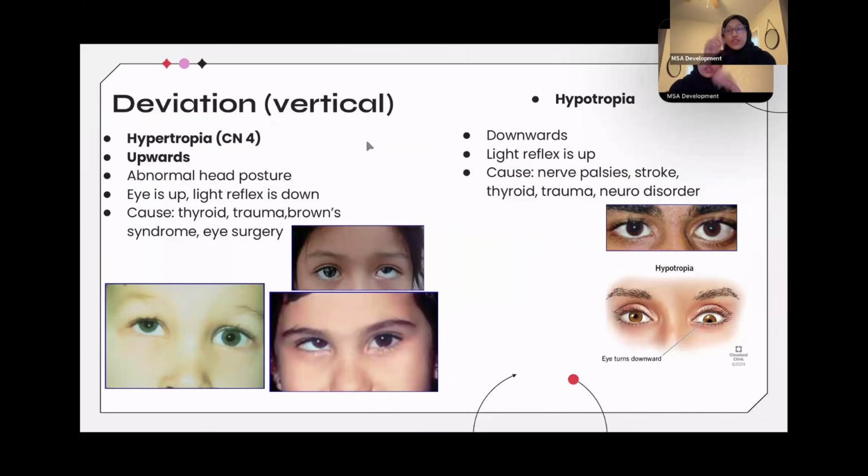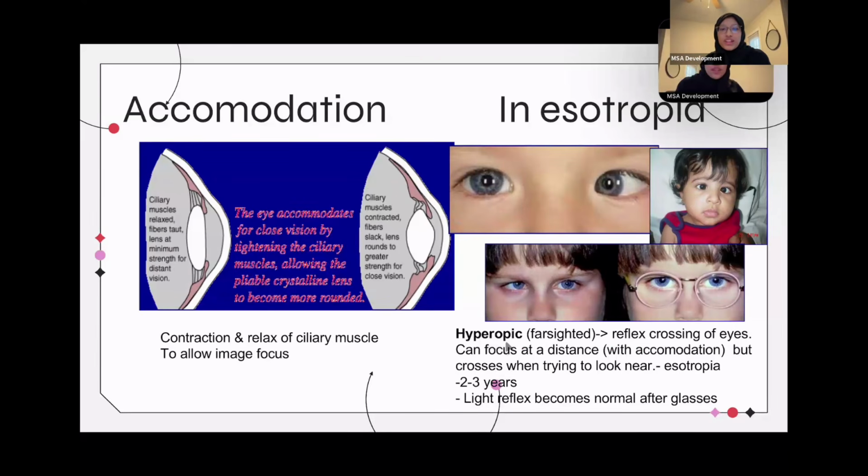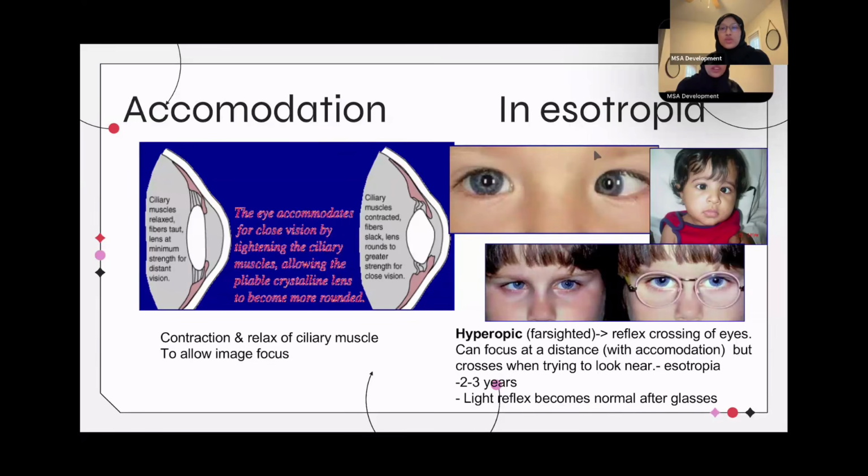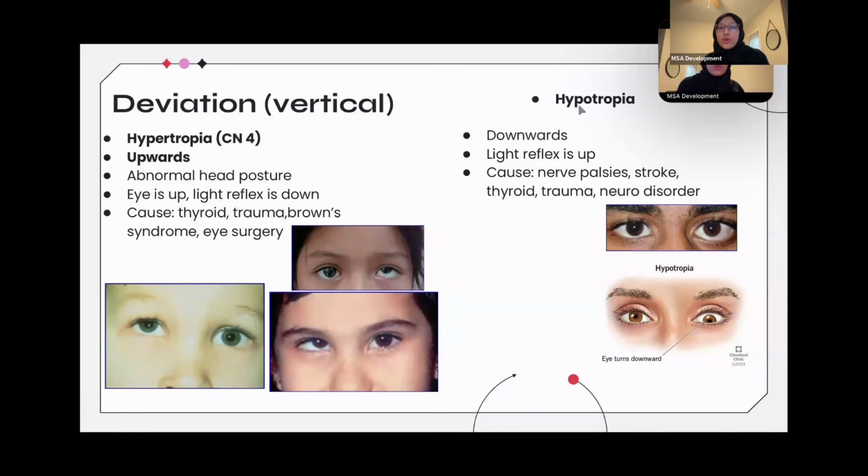Now, vertical deviation we talked about. Now, look at the difference. This is hyperopic, this is hypertropic. So, esotropia, exotropia, hypertropia, hypotropia. Hypertropia means the eye is deviated upwards. So automatically, that means the light reflex is down, right? Light reflex is in the down part of the eye. Hypotropia means the eye is deviated down, but the light reflex is up more than it should be. So opposite. What are the causes?